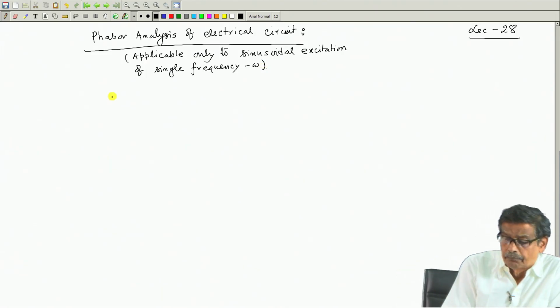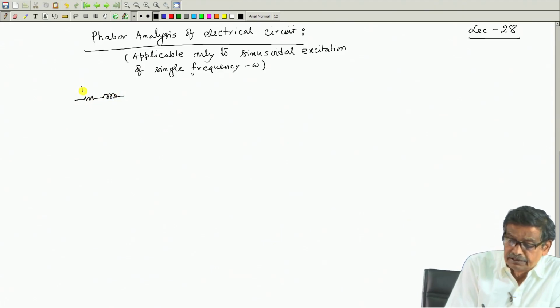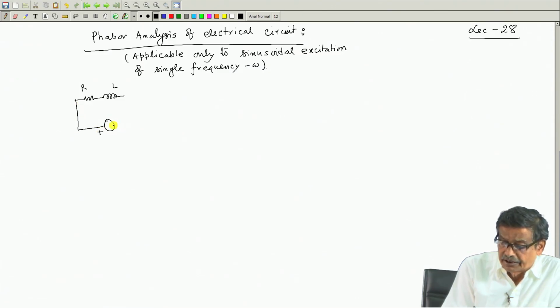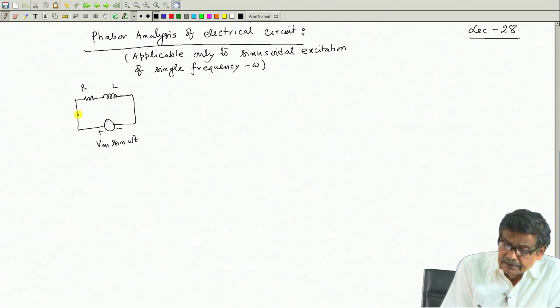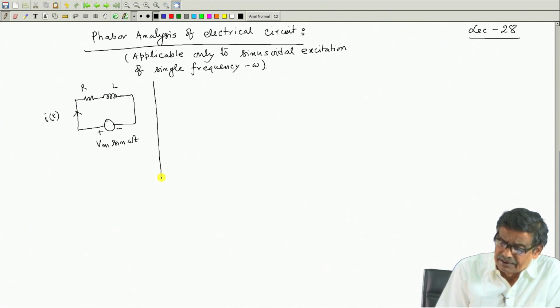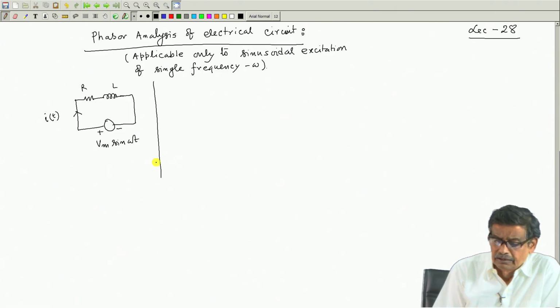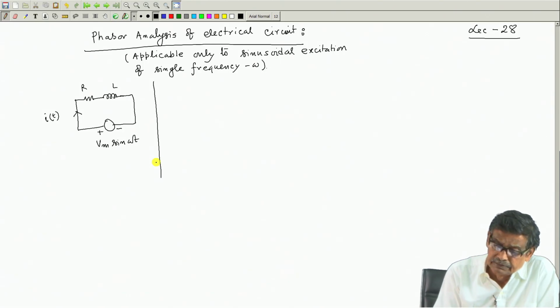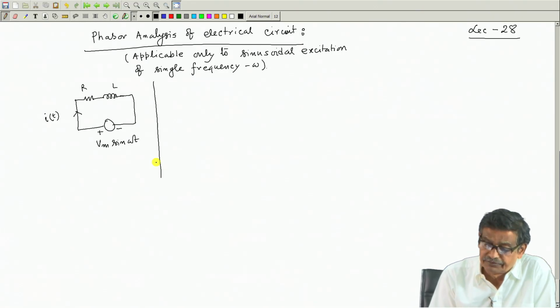So, we have seen, for example, if it is an RL circuit, I will just briefly summarize. Suppose this is the circuit RL and this is the current I want to find out, when the excitation is Vm sin omega t, and the corresponding current is I t. This is everything in time domain, and I know how to solve it. If I know the initial current etc., I will be able to solve this, and this current will have I n t and I s t or I f t.